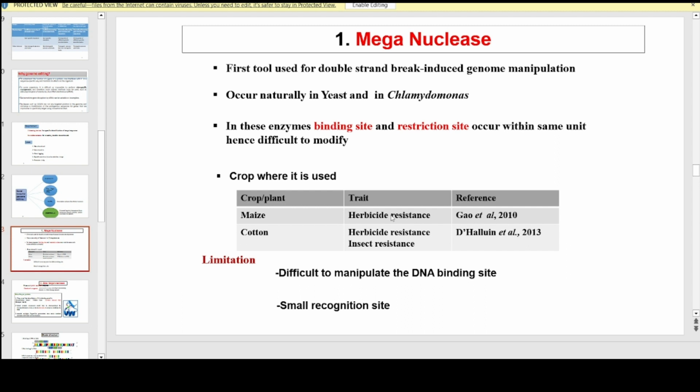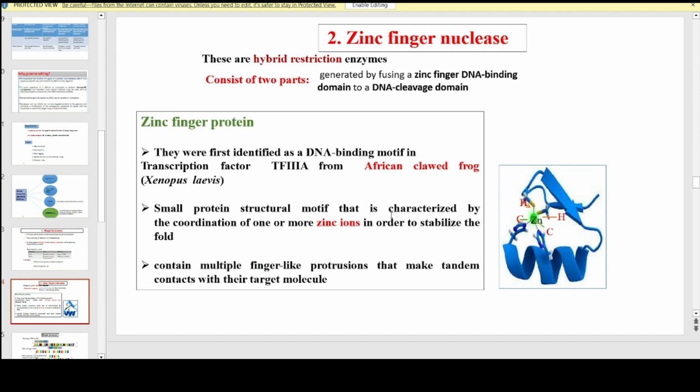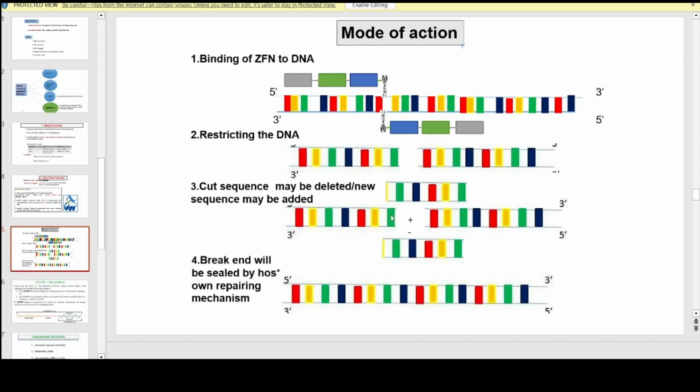Here also some limitations are there. For example, we have to see maize, with traits like herbicide resistance. The second tool is zinc finger nuclease. It is a hybrid restriction enzyme consisting of two parts, generated by fusing a zinc finger DNA binding domain to a DNA cleavage domain. We have to observe the structure of zinc finger nuclease clearly, and know its function and how it works, and also the mode of action of genome editing.